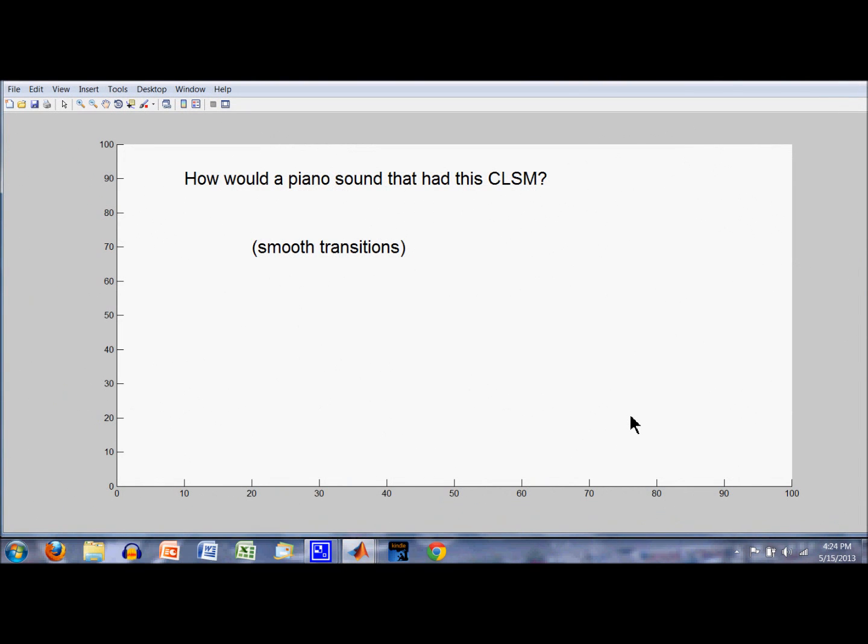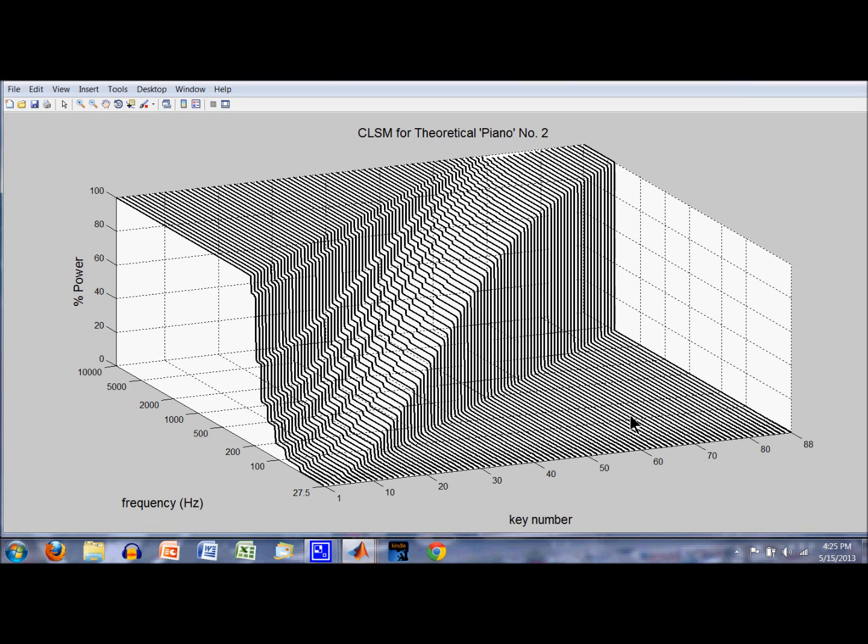Okay, now just for laughs, let's take a look at a hypothetical piano. I constructed this cumulative line spectrum map to make it look smooth. So there are no abrupt transitions here. But it does have the characteristic of the other pianos that at the lowest keys, there's not much power at these low partials.